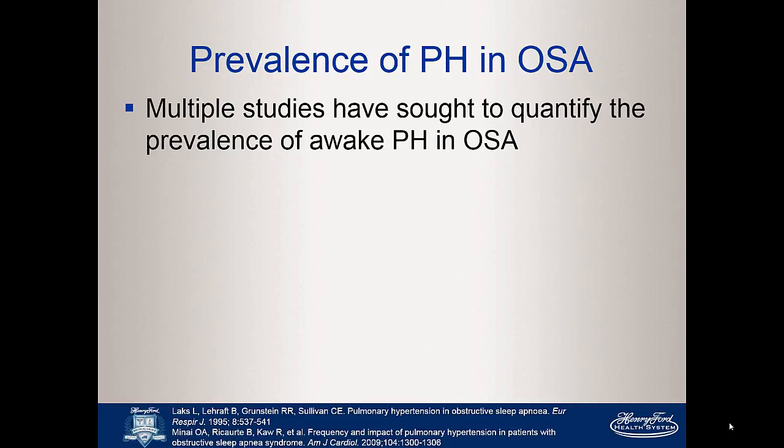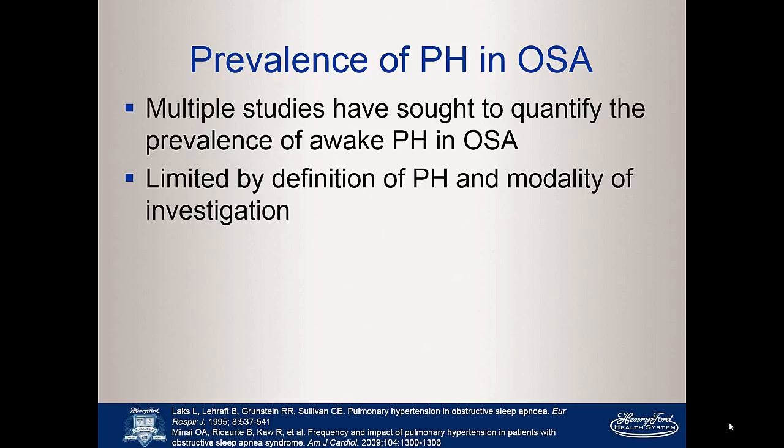It's hard to find exactly how many patients are affected by obstructive sleep apnea because you have to look for them. And depending on the definition that you use and the modality that you use, you're going to come up with somewhat different numbers. So multiple studies are out there trying to quantify the prevalence of awake PH and obstructive sleep apnea. Again, it's kind of hard to find. You have to look at perhaps all patients and not just patients referred for echo or right heart cath, and then you have to use the right definition.